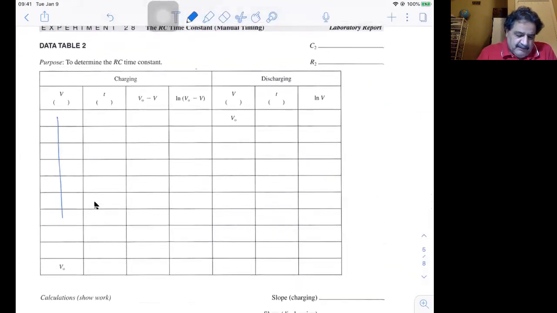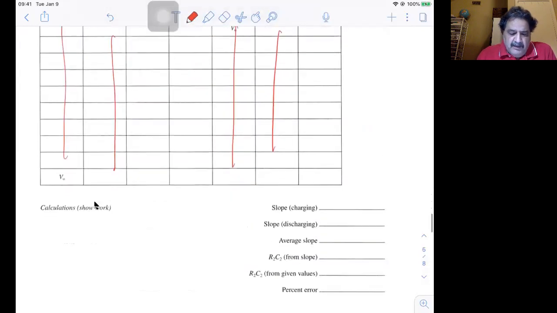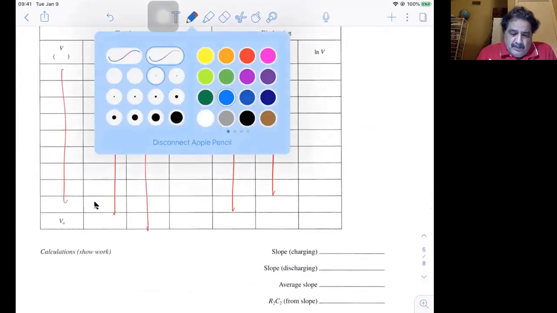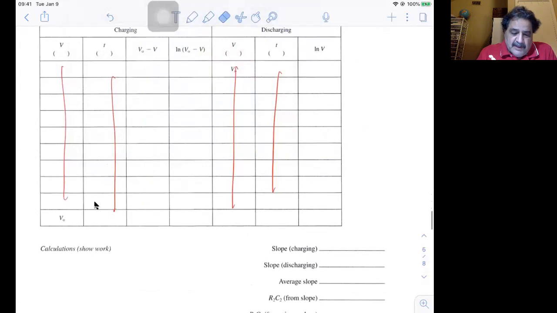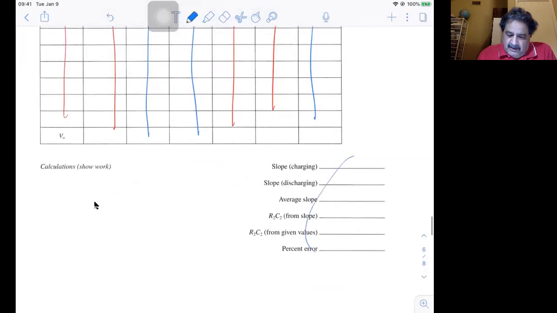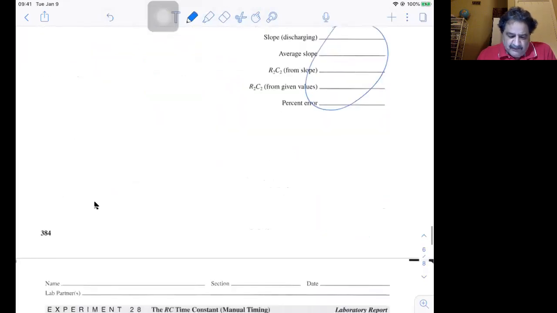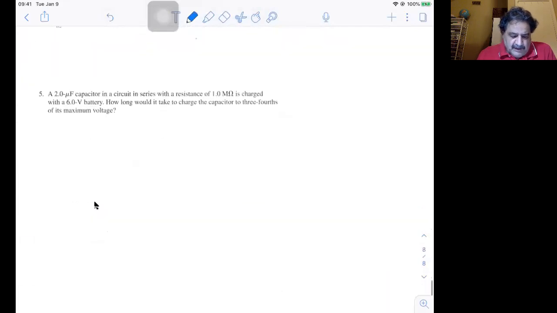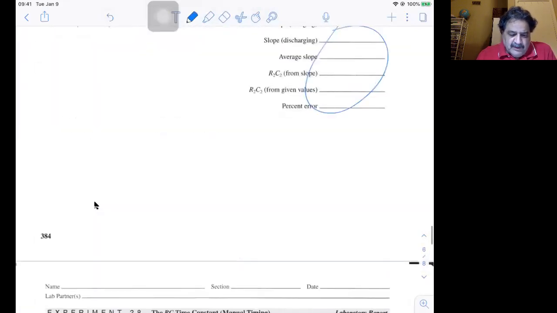I'll have this column and this column done, along with this column and this column, and you fill out the rest. Let's do it in blue like I did the last one. Oops, I didn't do blue, so let's just erase that. You fill out this column and this column, and the ancillary information that they ask for here. And then, of course, at the end, you do the questions, and that should take care of it.